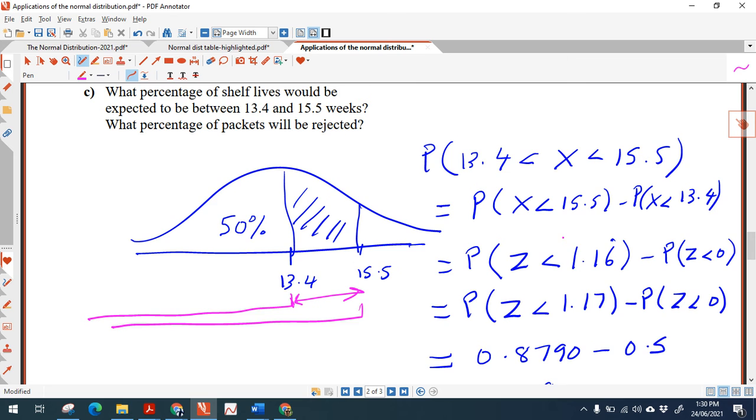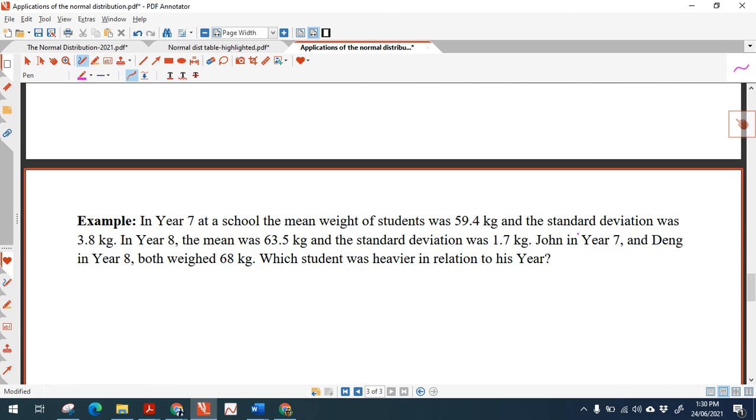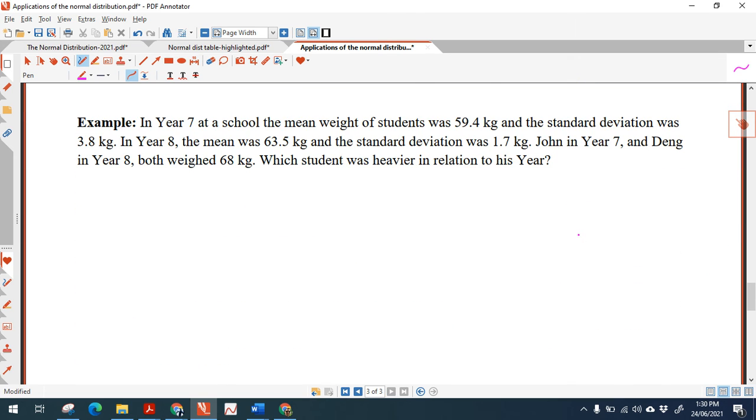All right, let's have a look at the next bit, which is year 7 student, year 8 student. Now, in year 7, at a school, the mean weight of students is 59.4 and the standard deviation is 3.8. In year 8, the mean was 63.5 and the standard deviation was 1.7. Now, John in year 7 and Deng in year 8 both weighed 68. Which student is heavier in relation to their year? All right, let's have a look at the information they give us.